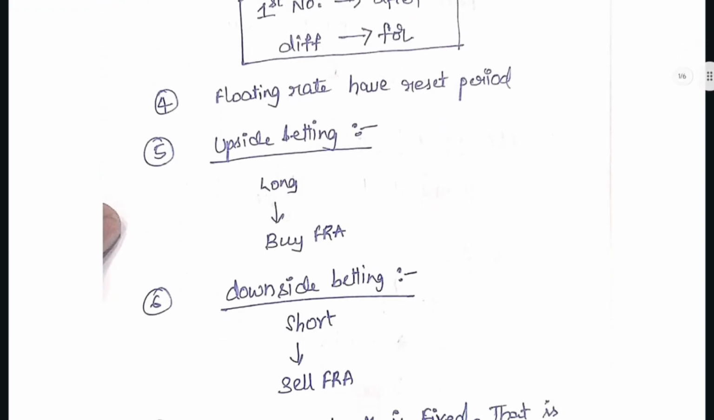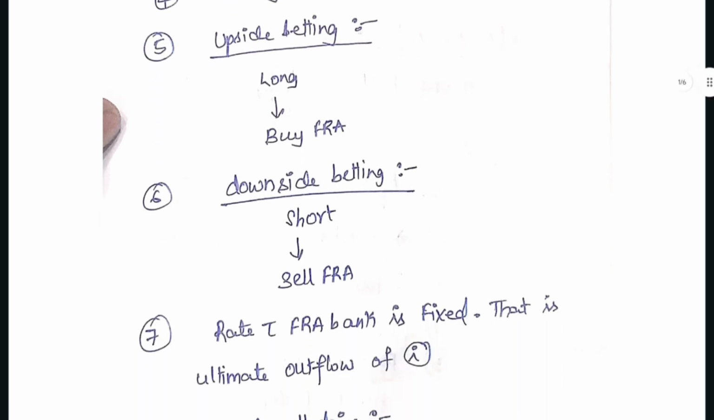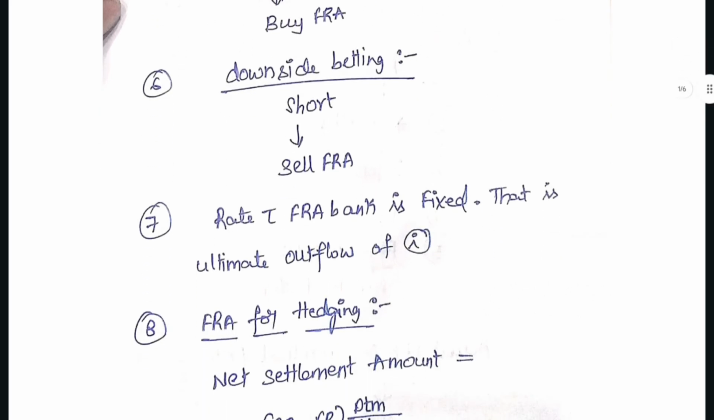Upside betting means increase. In case of an increase in interest rate, we will take the long side by FRA. In case of downside betting, that means a decrease in interest rate, we will go short and sell FRA. In case of short, sell FRA. The rate with the FRA bank is fixed. This is the ultimate outflow of interest.